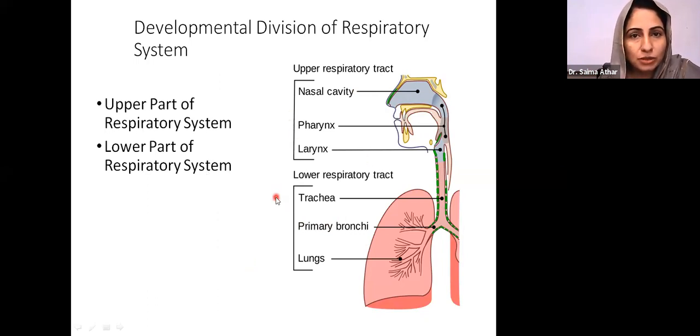Apart from that, I hope you know that this is not the functional division, because functionally we have divided them into a conducting part and a respiratory zone, right? The conducting part starts from the nose up to the bronchioles level, and the respiratory part starts from the respiratory bronchioles, then the alveolar ducts, and alveoli. That is known as the respiratory zone or the respiratory part of the lung or respiratory system. The conducting zone is where gas exchange does not take place, and it just transmits the gas or the air, right?